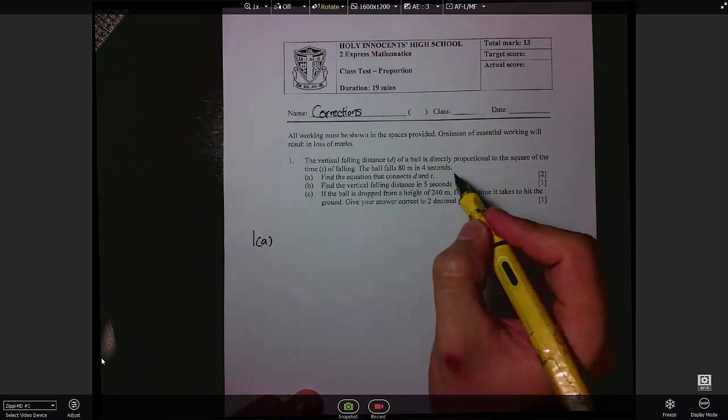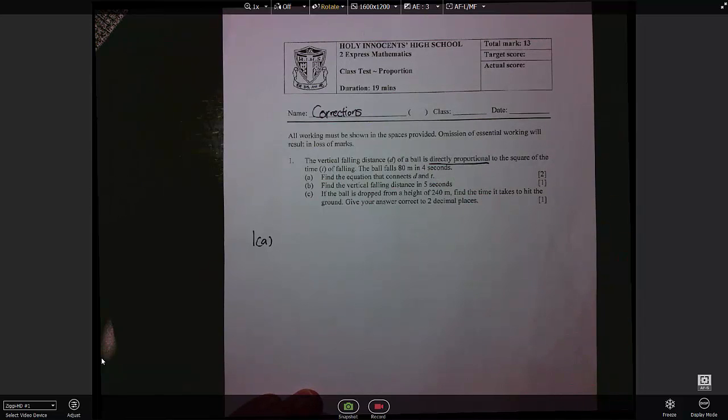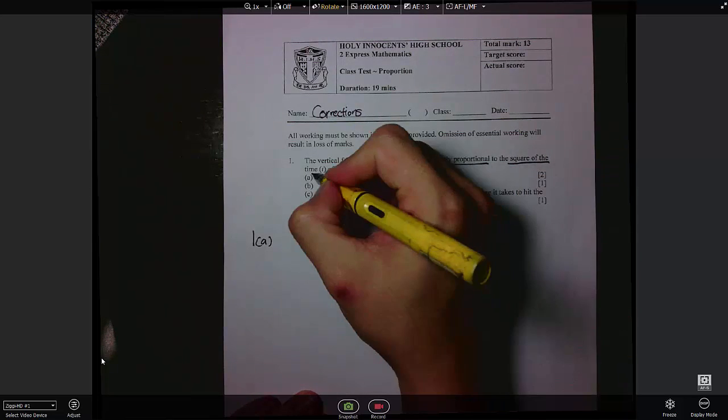Okay, today we do corrections for the class test on proportion. Right, first and foremost, we look here. The vertical distance is directly proportional, okay, so that's the first clue we have to solving this question, to the square of the time t.